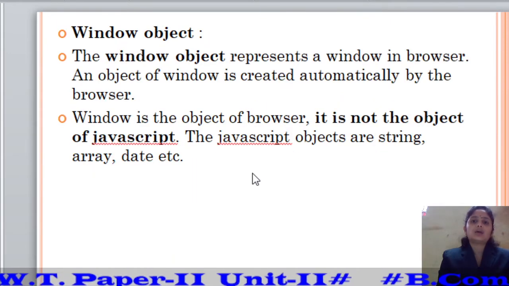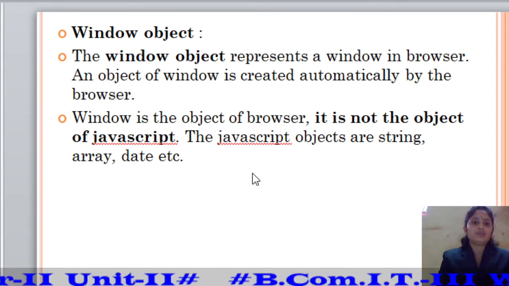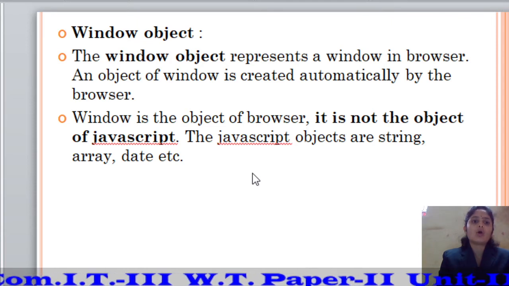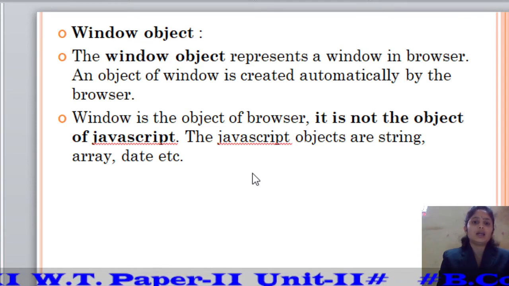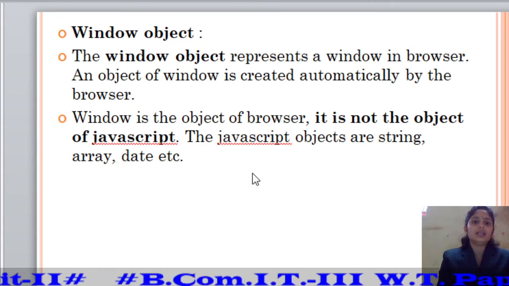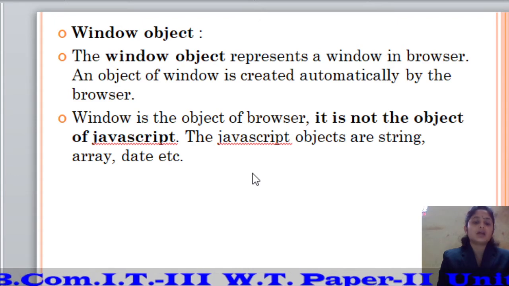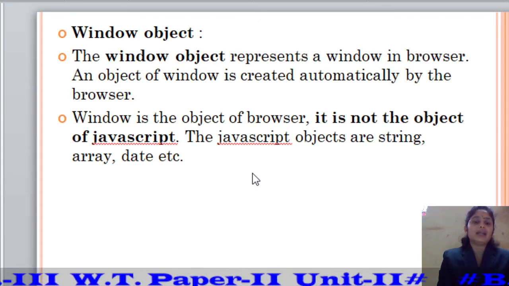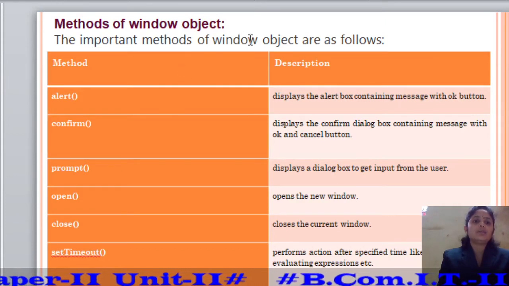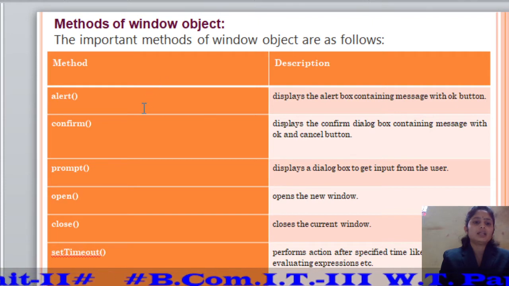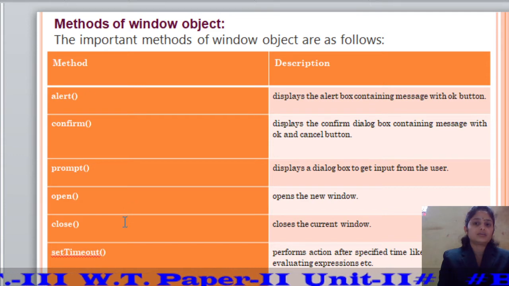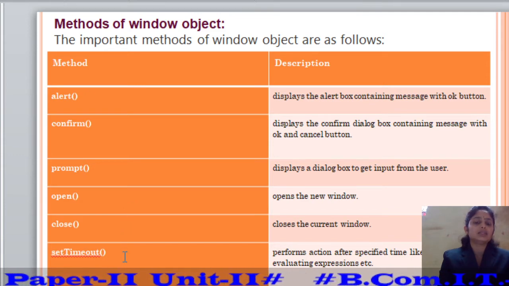In the browser object model, the first object is the window object. The window object represents a window in a browser. An object of a window is created automatically by the browser. Window is the object of a browser, not the object of JavaScript. The JavaScript objects are string, array, date. Let's see the methods for the window object. The important methods of the window object are: first alert, second confirm, third prompt, fourth open, fifth close, and the last one setTimeout.